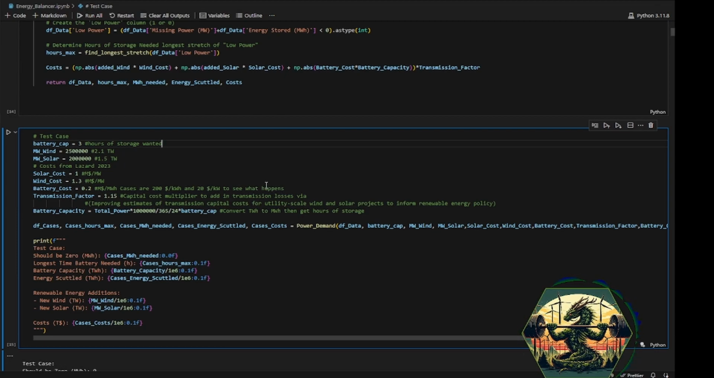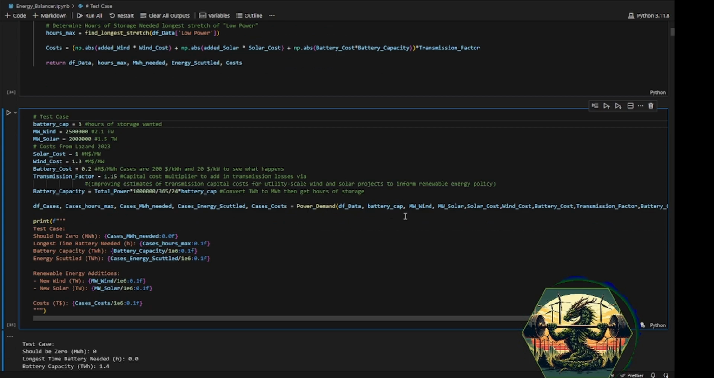And then, like I said, your battery capacity is your total power in the state, so that 4,000 terawatt hour number, you multiply that by a million to get it into megawatt hours, and then divide it by 365, 24, and then multiply that. That gives you hours, and then you just multiply it by your battery capacity. Then you put all of that into your power demand function, and you can print out the results.